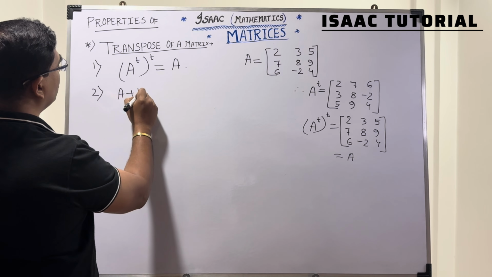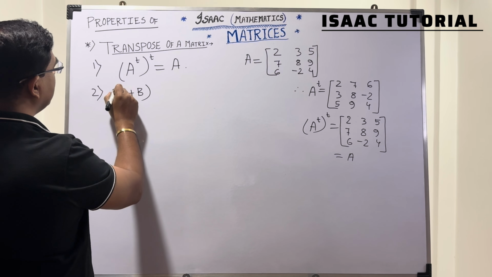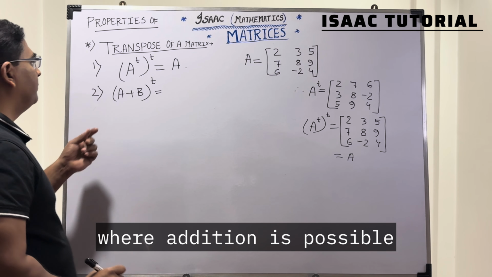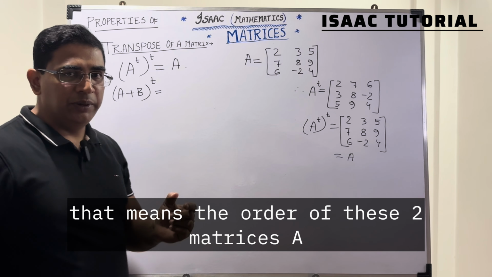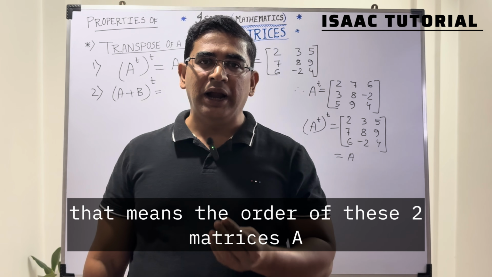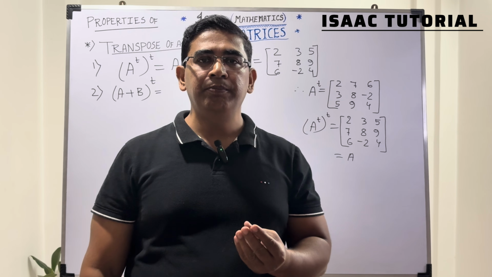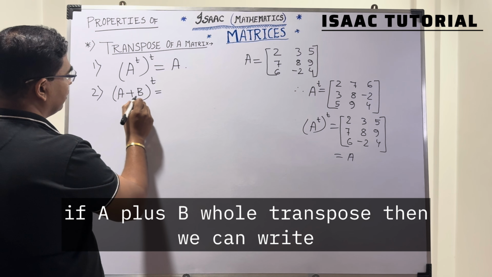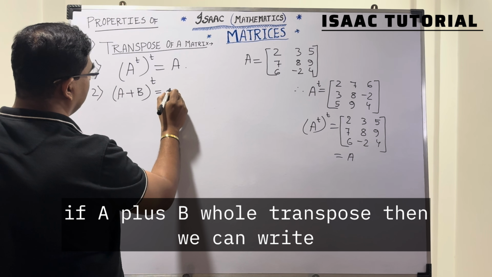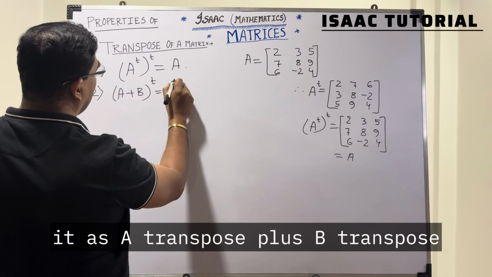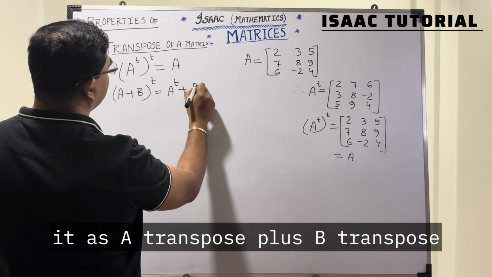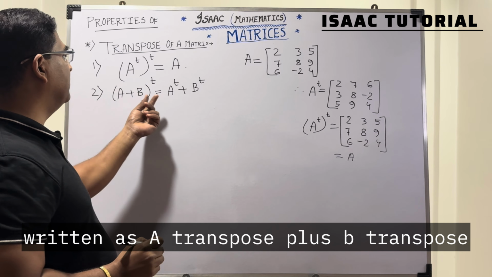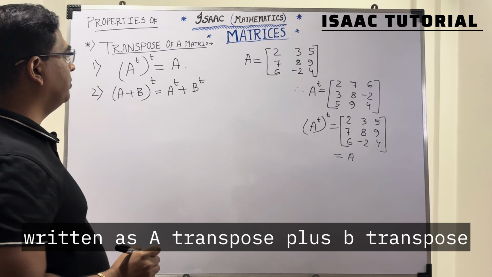In property 2, if A and B are two matrices where addition is possible, that means the order of these two matrices A and B are same, then A plus B whole transpose can be written as A transpose plus B transpose.